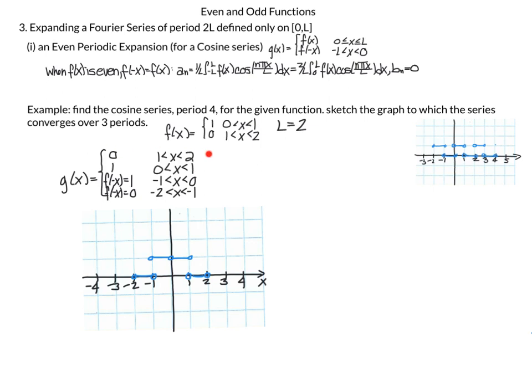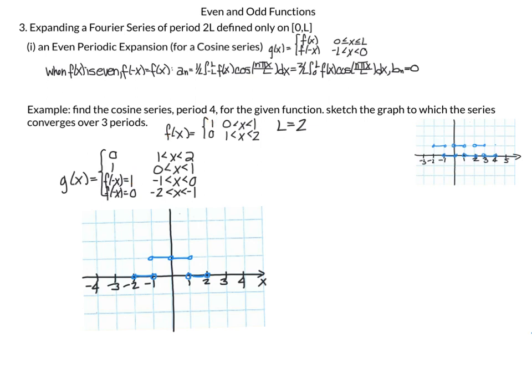Now we need to look, well, this one's going to be easy. Between negative 1 and negative 2, we're going to be at 0. Now between negative 1 and 0, I want this to be equal to f of negative x. So when I plug in negative x into my f of x, I just get 1. So that's my new equation.